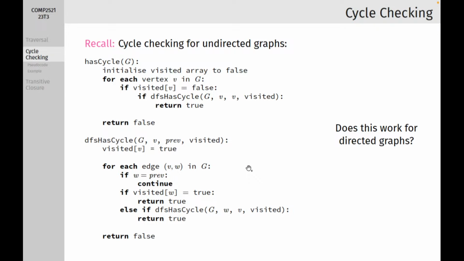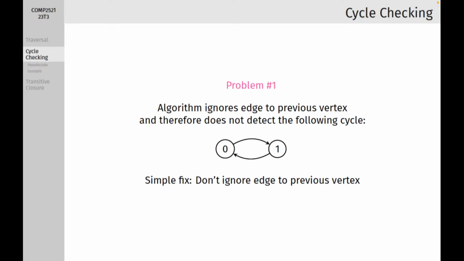All right, so the question is, does this work for directed graphs? Well, the answer to that is unfortunately not. Right? So it doesn't work for directed graphs. And there are a couple of reasons why it doesn't work. So the first reason is that the algorithm ignores the edge to the previous vertex, remember? And therefore, it's not going to detect this kind of cycle.